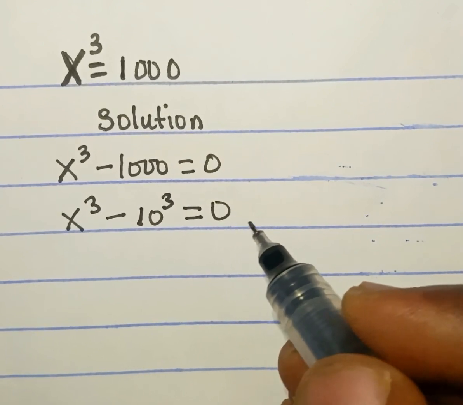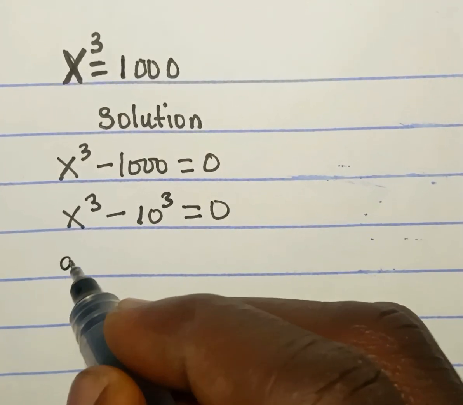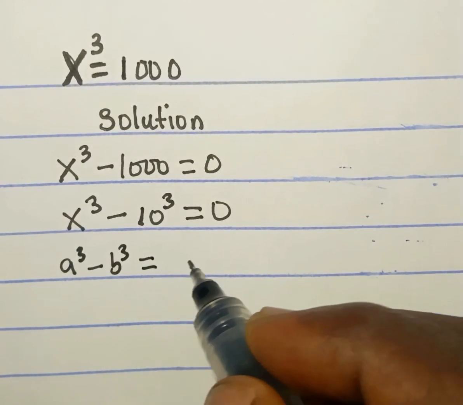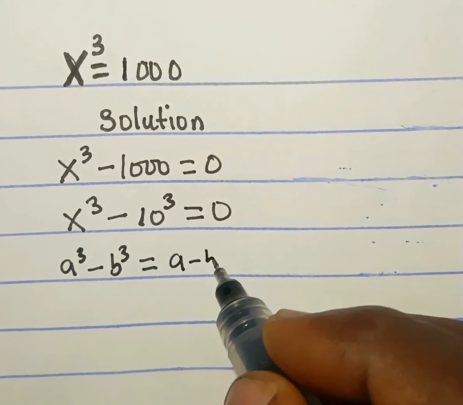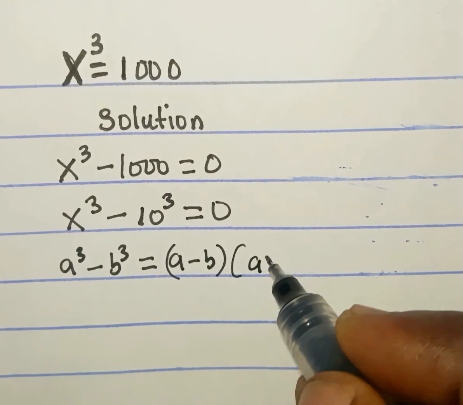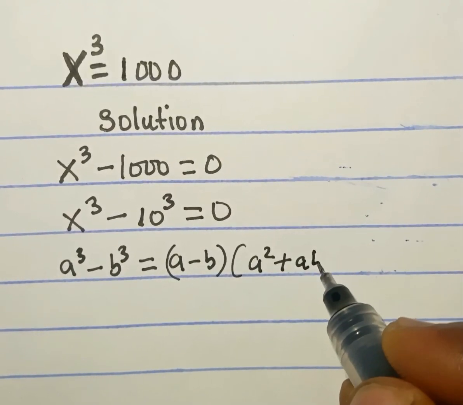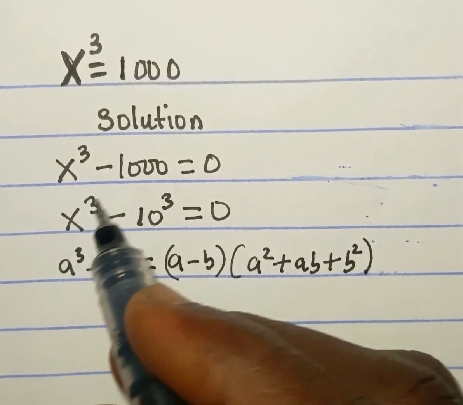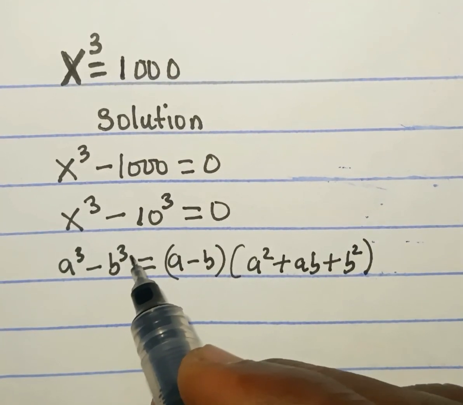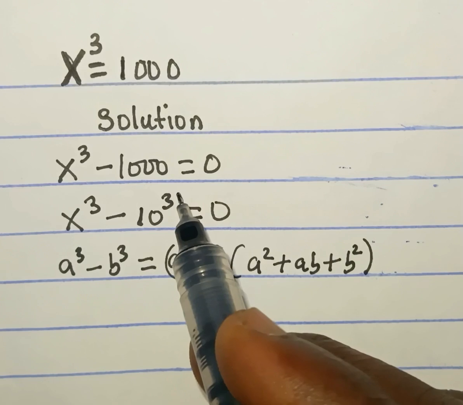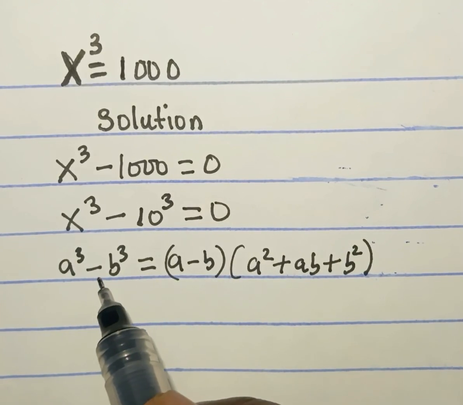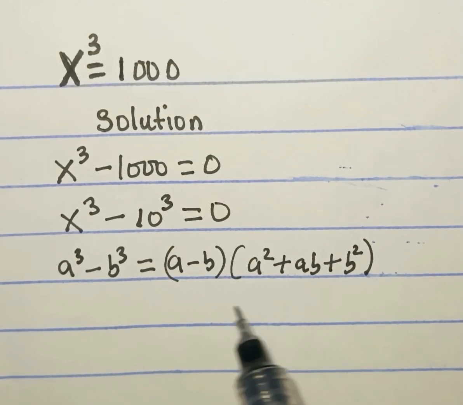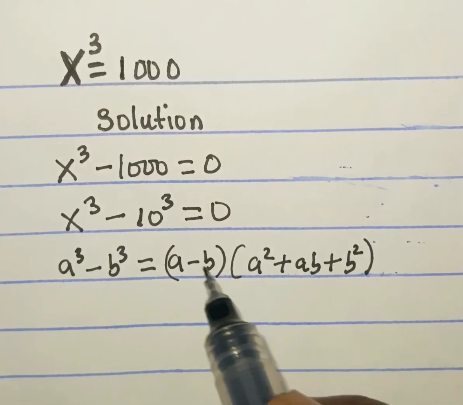Now we're going to recall that when we have a raised to the power of 3 minus b raised to the power of 3, this can be simplified as a minus b, then multiplied by a square plus ab plus b square. This is the property we are going to apply to the left hand side of this equation. As you can see, x to the power 3 and 10 to the power 3 are separated by a negative operation, so this is in this form.